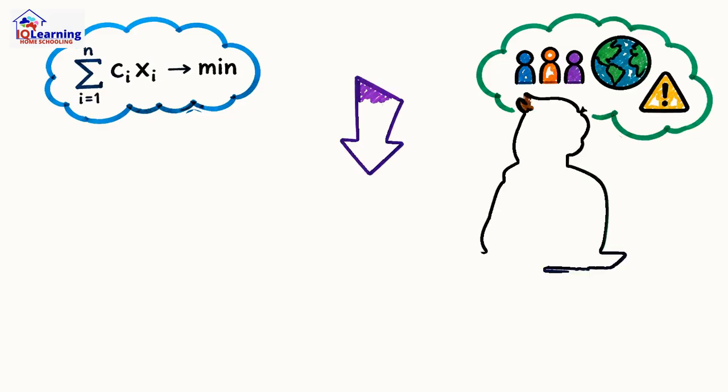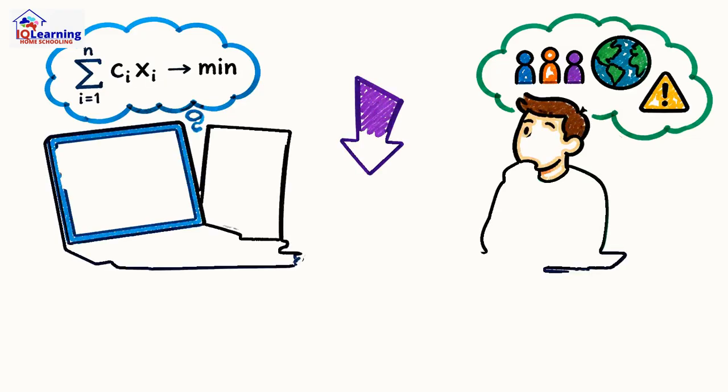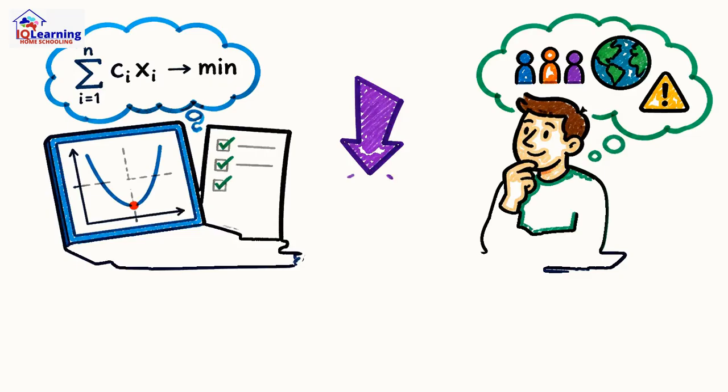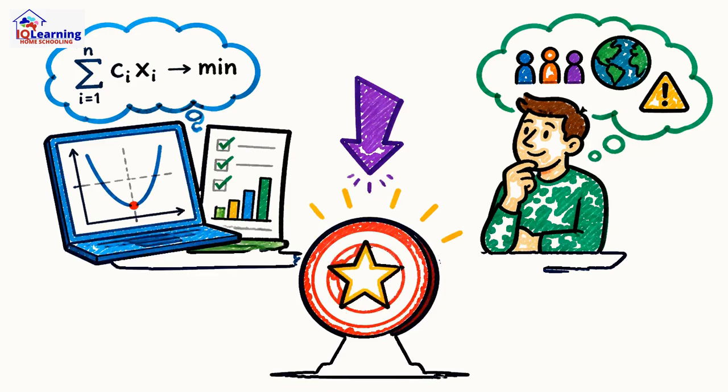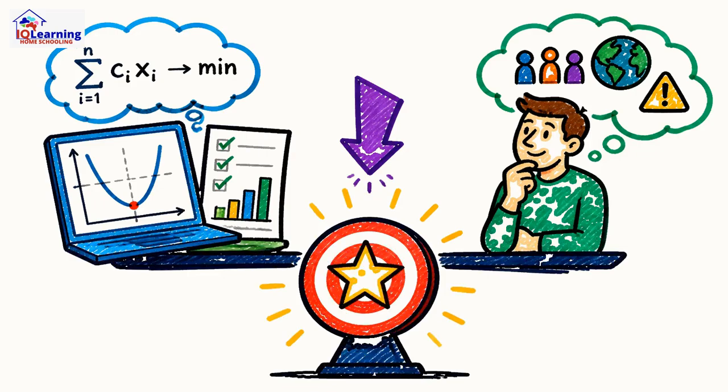Ultimately, optimization gives us a powerful framework, but the final critical step is a reality check. The math might point to a perfect solution, but does it make practical sense? A model can't account for everything. The optimal answer is where powerful mathematics meets human judgment.